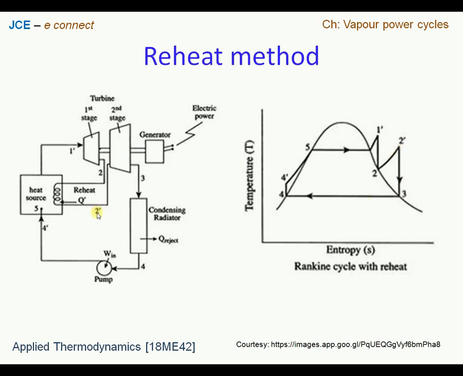So that is what we are seeing, 2 dash to 3 dash. There is a complete expansion here, 2 dash to 3 dash, and from 3 dash to 4 dash we have heat rejection process, and from 4 to 4 dash we have a pump work, and then we have 4 dash to 1 dash. Again this is a heat addition in the boiler. So we see that the work is done in the turbine two times. One is from 1 dash to 2 in the first turbine, and then the second one is from 2 dash to 3 dash, passing through the second turbine.